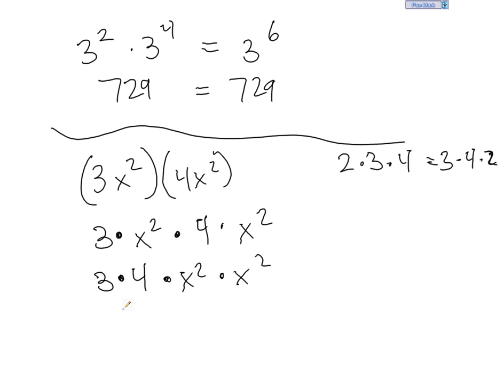So that means I have 3 times 4, which is 12. And then x squared times x squared, well, we know that that's x times x times x times x. So that would give us 12x to the fourth power. So we basically ended up multiplying the coefficients, and we ended up adding the powers of the x's. So this is a multiplication of bases.